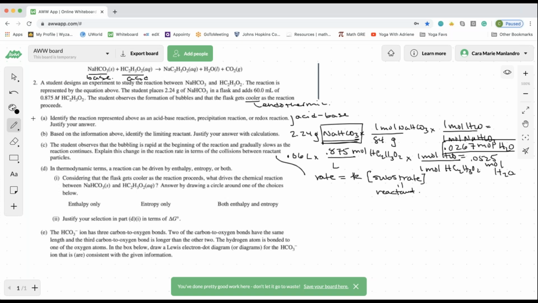Okay, everyone good with A, B, C? Yes, no? This is 2016.